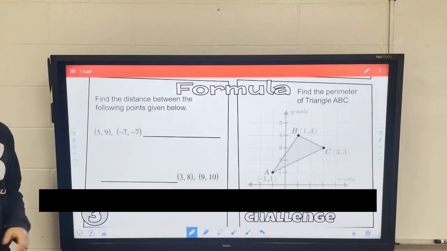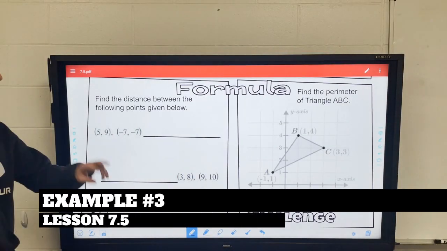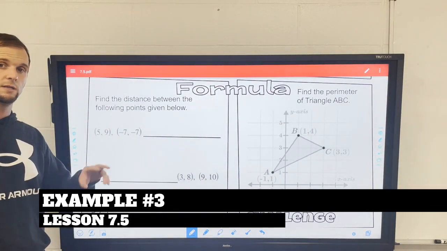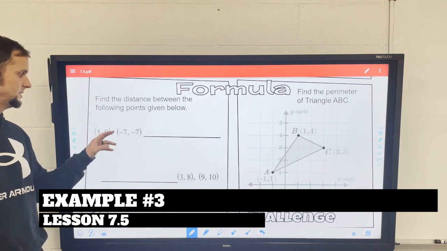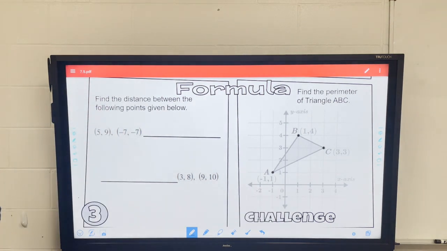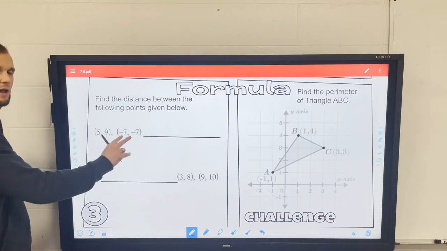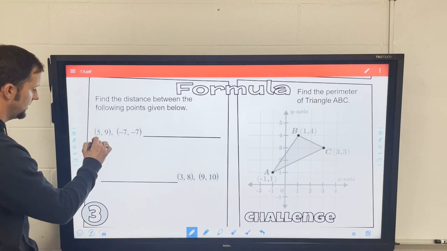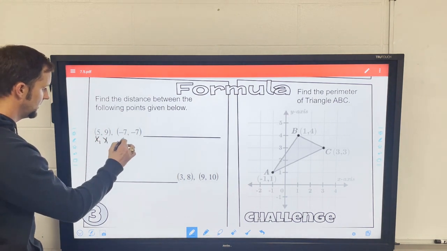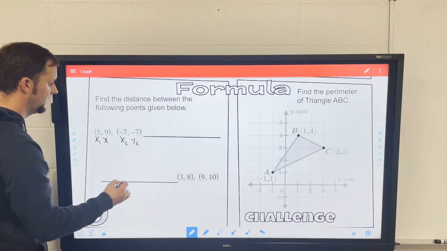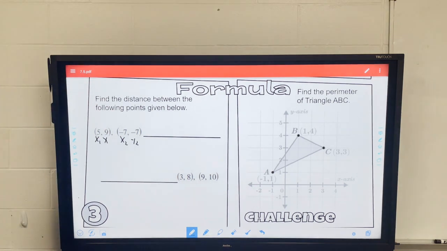Now last on example number 3, it's giving you two coordinates, not necessarily on a coordinate system or giving you a visual, but it's giving you two coordinates, and all I got to do is find the distance between the two. So right now, again, it doesn't matter which one I label x1, y1. So I'm going to label these my 1s. I'm going to label these my 2s. And then all I got to do is plug it into my formula and then solve for that, correct? Okay, so here we go.